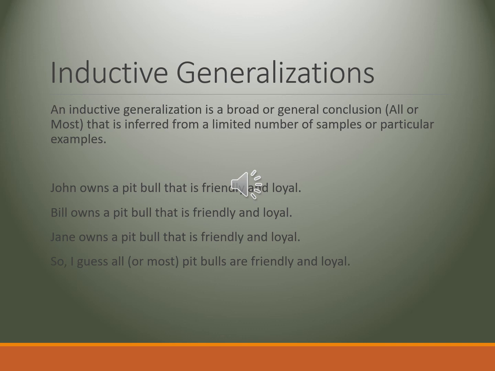Bill owns a pit bull that is friendly and loyal. Jane owns a pit bull that is friendly and loyal. So here we have 3 individual cases of pit bull owners that have dogs with certain characteristics. From these 3 individual cases, we generalize and we conclude, therefore, all or most pit bulls are friendly and loyal. Now, this is a general claim about all pit bulls based on 3 experiences. It's a fairly limited kind of example, but the point is that this is an illustration of generalizing.